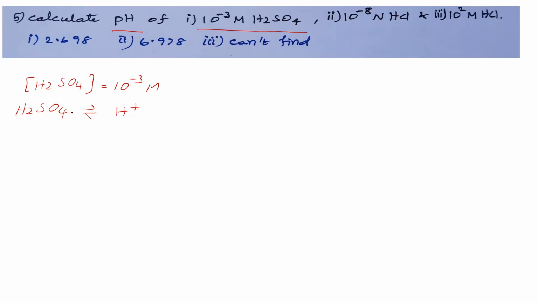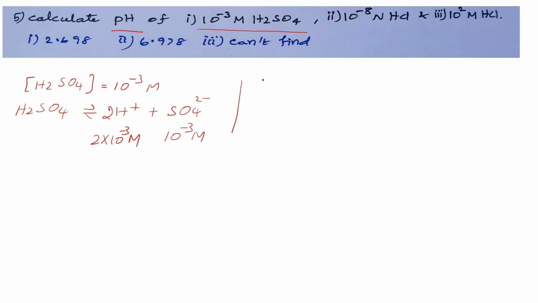So we will consider complete ionization, and also sulfuric acid is a strong acid. Therefore, we can consider complete ionization. So 2 times H plus and SO4 2 minus we will take. Sulfuric acid on complete ionization gives sulfate 10 power minus 3 molar. H plus is 2 into 10 power minus 3 molar, because one sulfuric acid gives 2 times H plus.